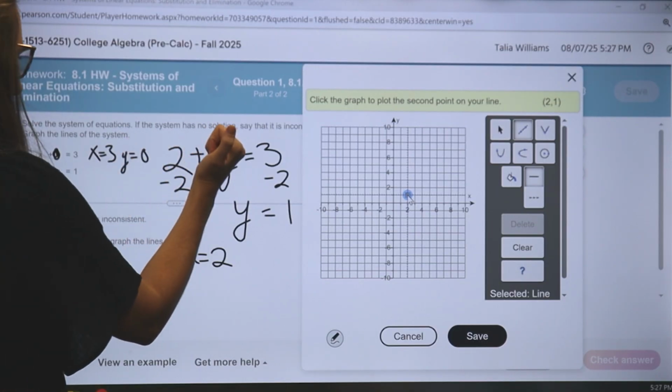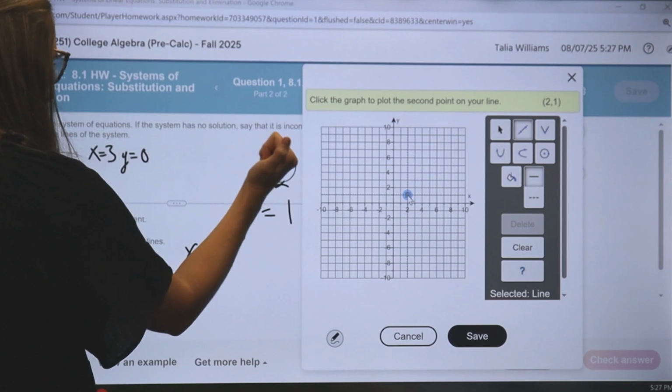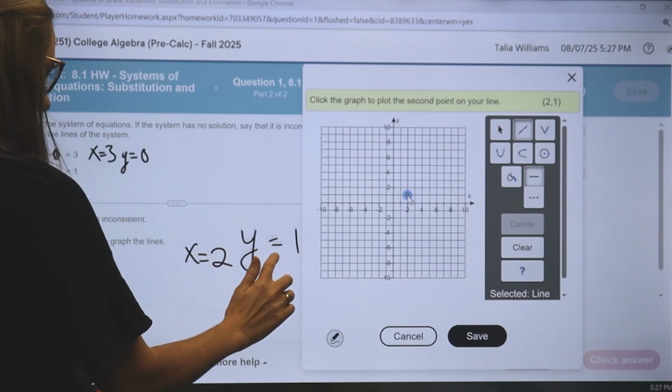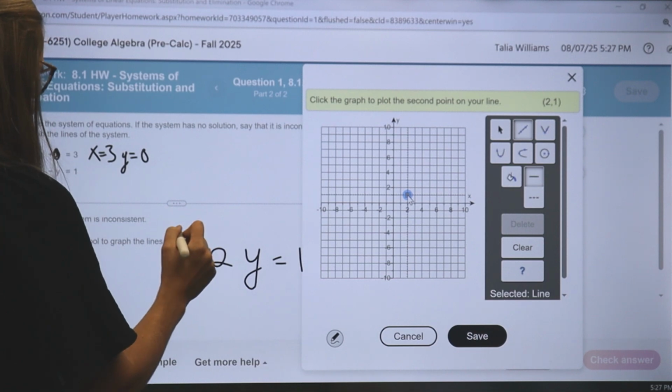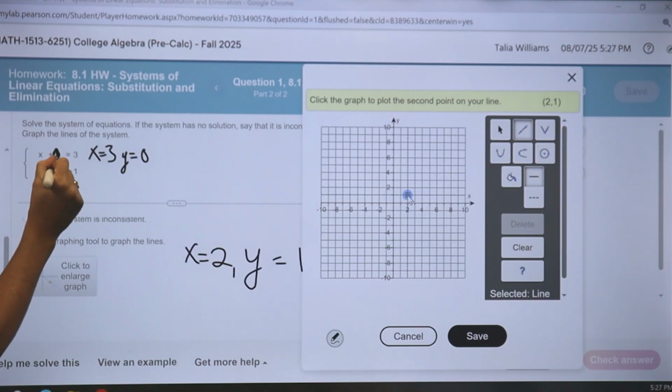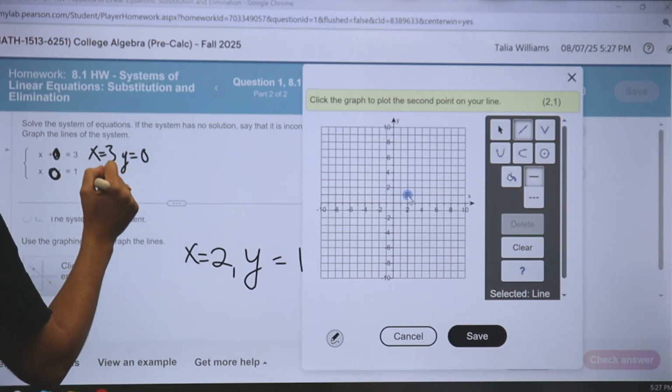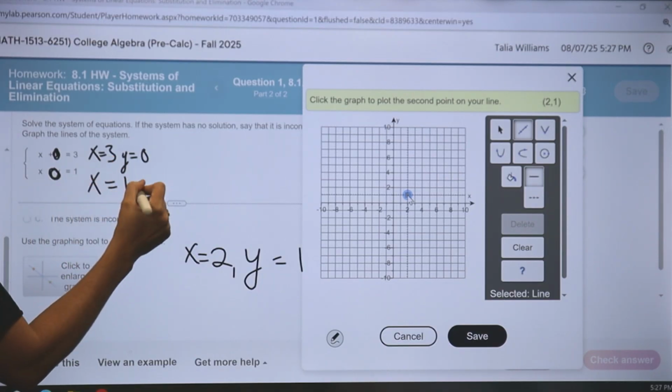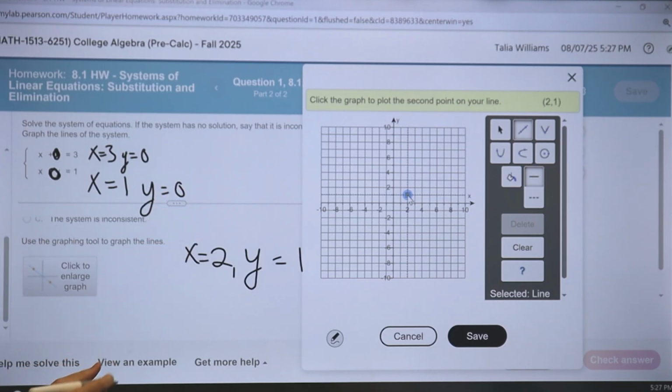So this is our solution right here. This is going to be my extra point for my top line. My extra point for my bottom line, because you have to have 2 points to graph a line, is going to be x equals 1 and y equals 0. So I'm going to go ahead and do the 3, 0 first. So I put a point on here already. That is our solution, that 2, 1. And then I'm going to go ahead and do x is 3, y is 0.